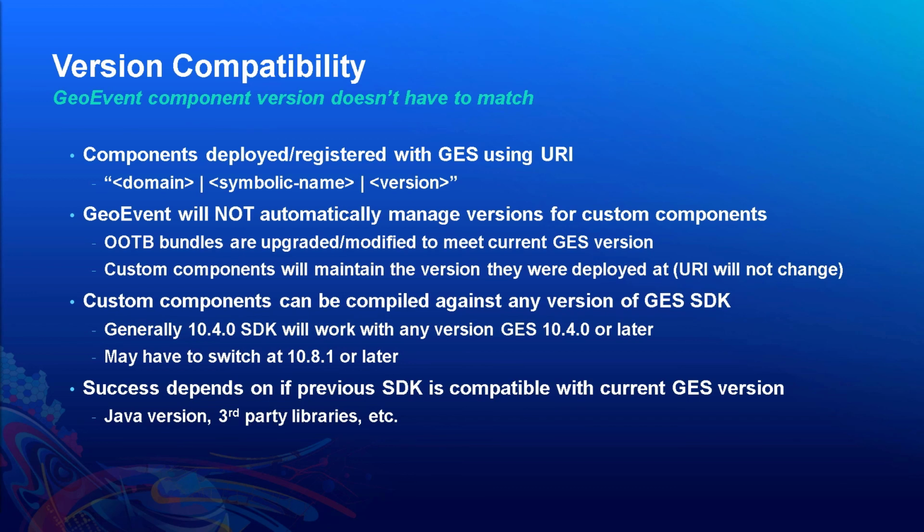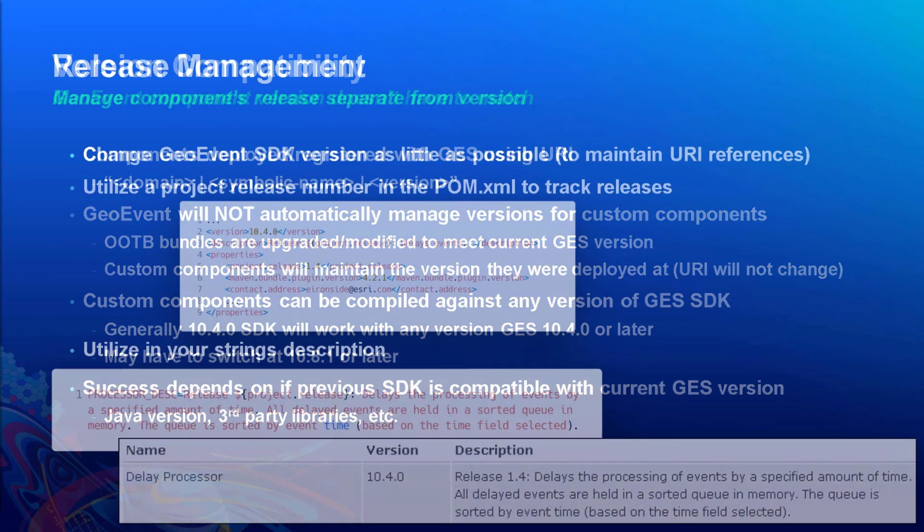Compared to GeoEvent Server itself, the SDK does rarely change between releases. At 10.8.1, there was an exception to this rule. GeoEvent made some changes to policy and disabled support for older versions of libraries, especially those related to XML and JSON parsing. Because of this, we've seen some situations where a new compiled version of the custom component is required for 10.8.1. So just to reiterate, your custom component version does not have to match the GeoEvent Server version that you're running. You should strive to compile against the earliest version that supports your custom capabilities.